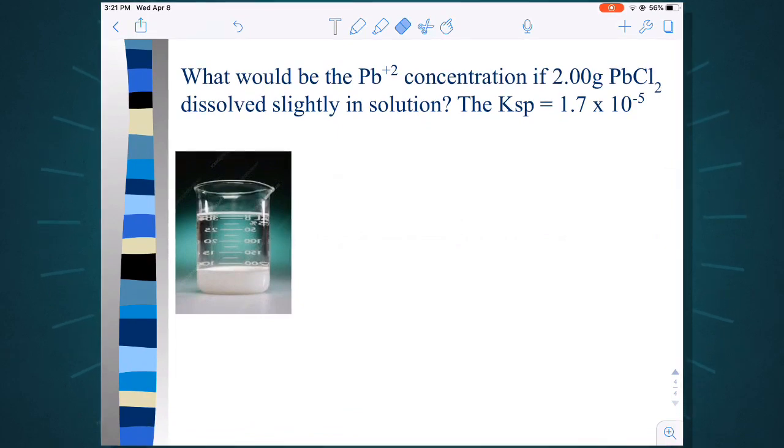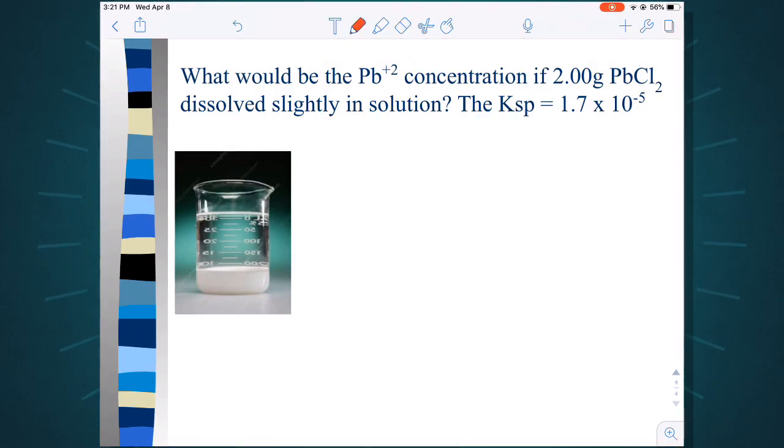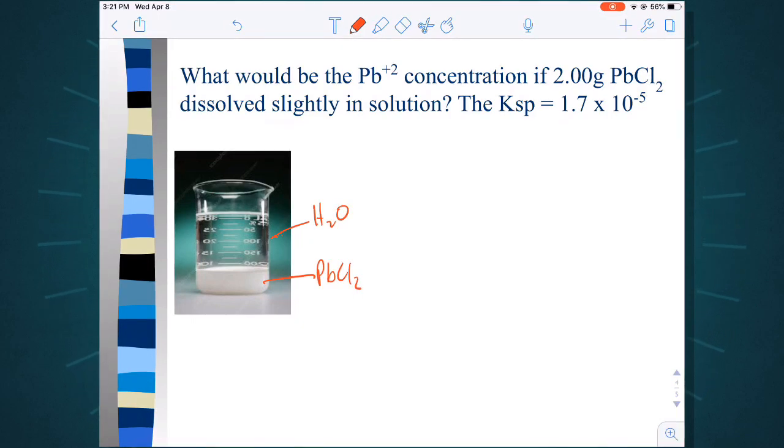What would be the lead concentration if 2 grams of lead dissolved slightly in solution? So once again, they didn't give us an equation, but we could figure this out real quick. So PbCl2 is dissolving. So I put a picture over here. We can see. So here's some H2O, and this is some PbCl2.